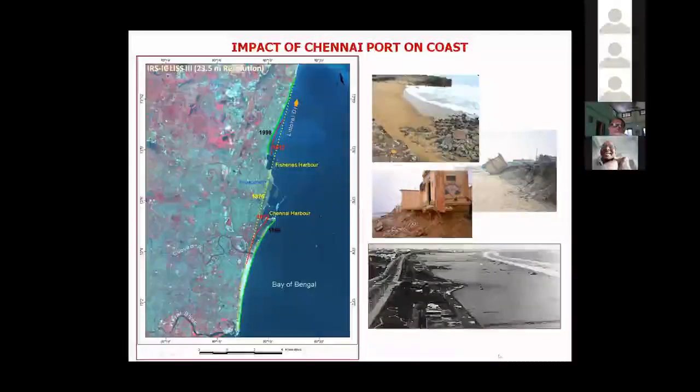So the waves will go inside into the land on the northern side, and the northern side will be highly eroding. So there the problems come. That's why sustainable management is required.